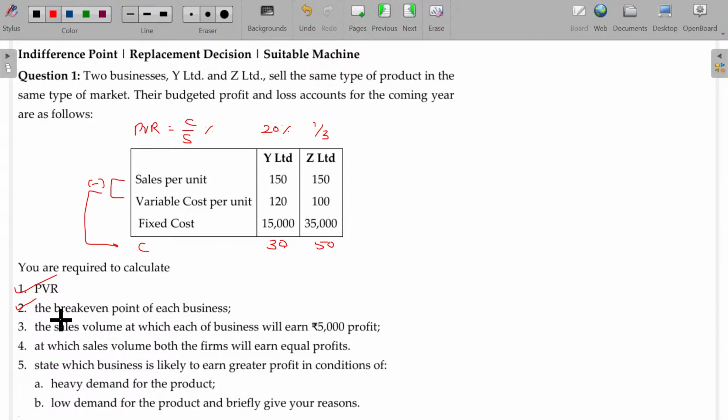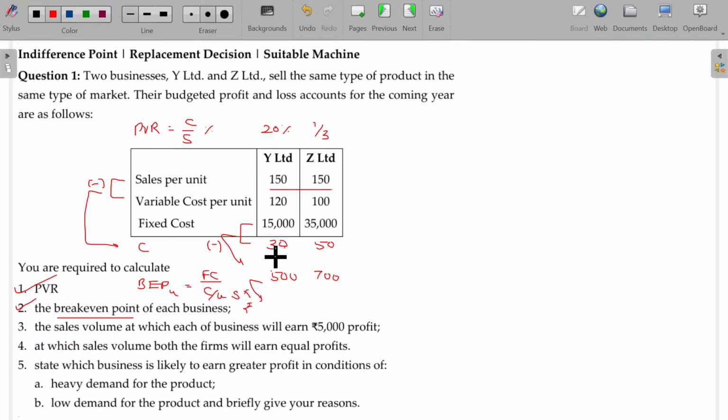Second question, the break-even point of each business. You have to find out the BEP. BEP in units is equal to fixed cost divided by contribution per unit. So you have to divide the fixed cost by contribution. 15,000 divided by 30 rupees, 500 units, and here 700 units. If you want to represent the same BEP in rupees, you have to multiply with the sales price.